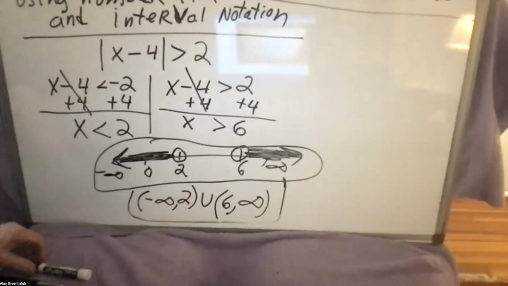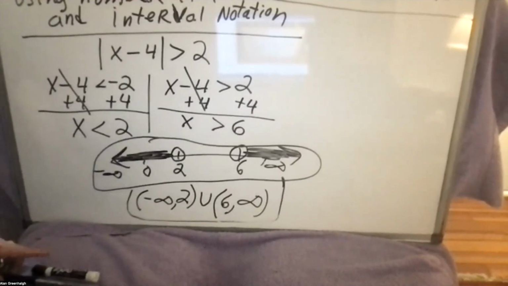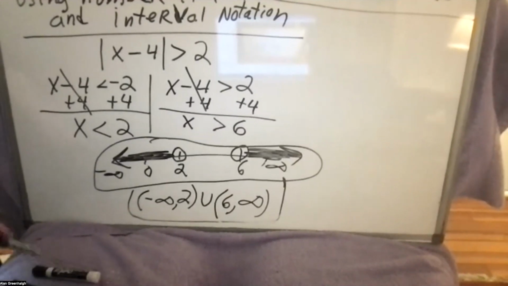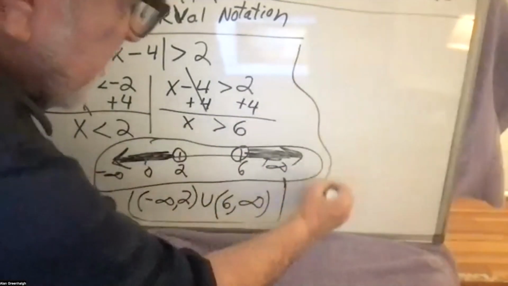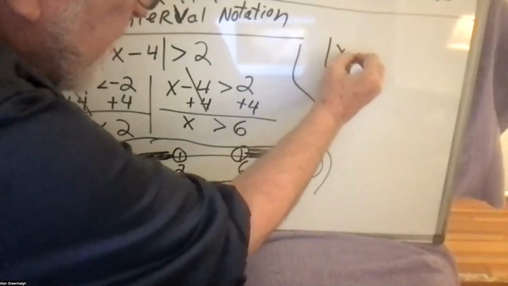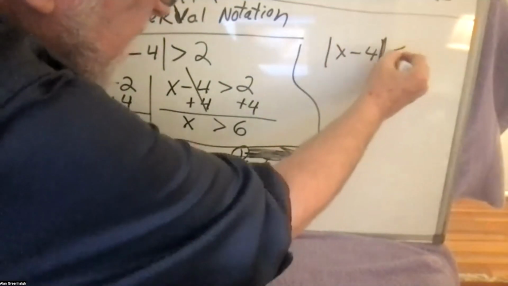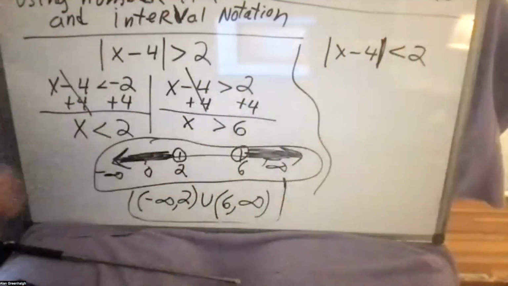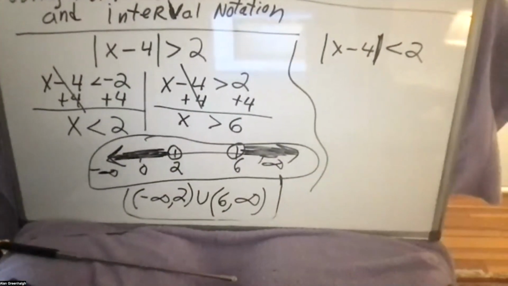And this is a possible test question. This is how it'll look, not more difficult than this. Or it will possibly be a less than situation, like the absolute value of x minus 4 is less than 2. That's another possibility. You want to try that?